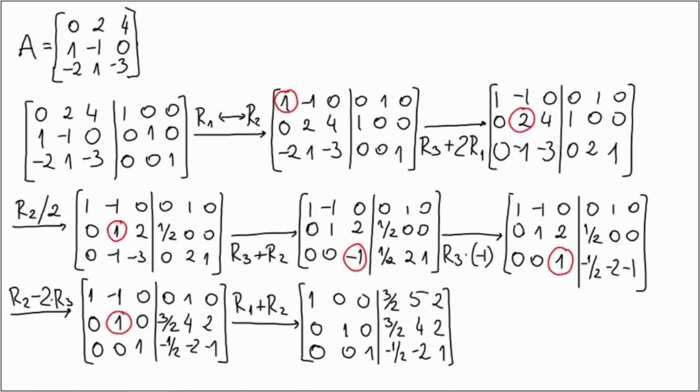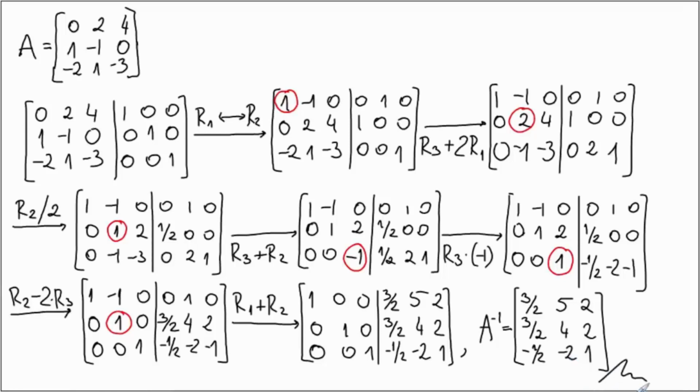We got an identity on the left, so whatever remained on the right is our inverse matrix. So just to complete the problem, let me copy that, the matrix on the right, no transpositions, nothing, just as it is. This is our inverse matrix, which of course can always be checked by multiplying A times A inverse. You should get identity.